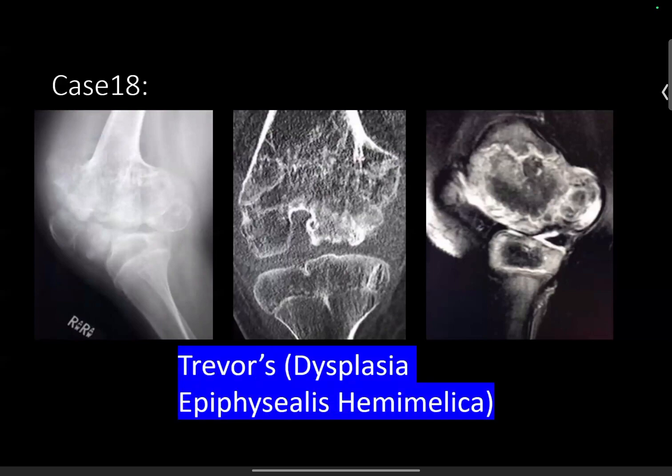So dysplasia epiphysealis hemimelica. It is kind of similar to, not exactly, but to MHE, but instead of it being in the metaphysis, it's actually in the joint. And people talk about these osteochondromatous nodules that you have in the joint.